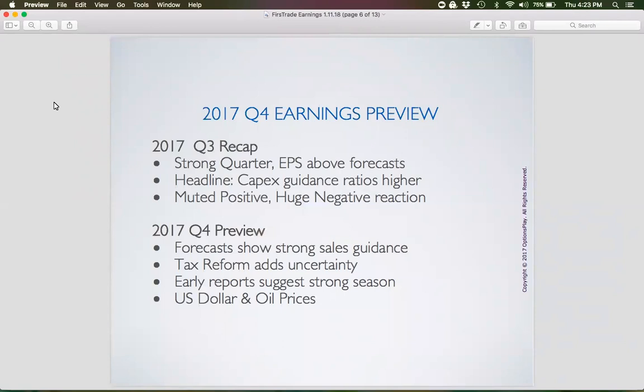So if you're expecting a company to miss, you might see a larger move to the downside than you might see a company move to the upside if they beat earnings.